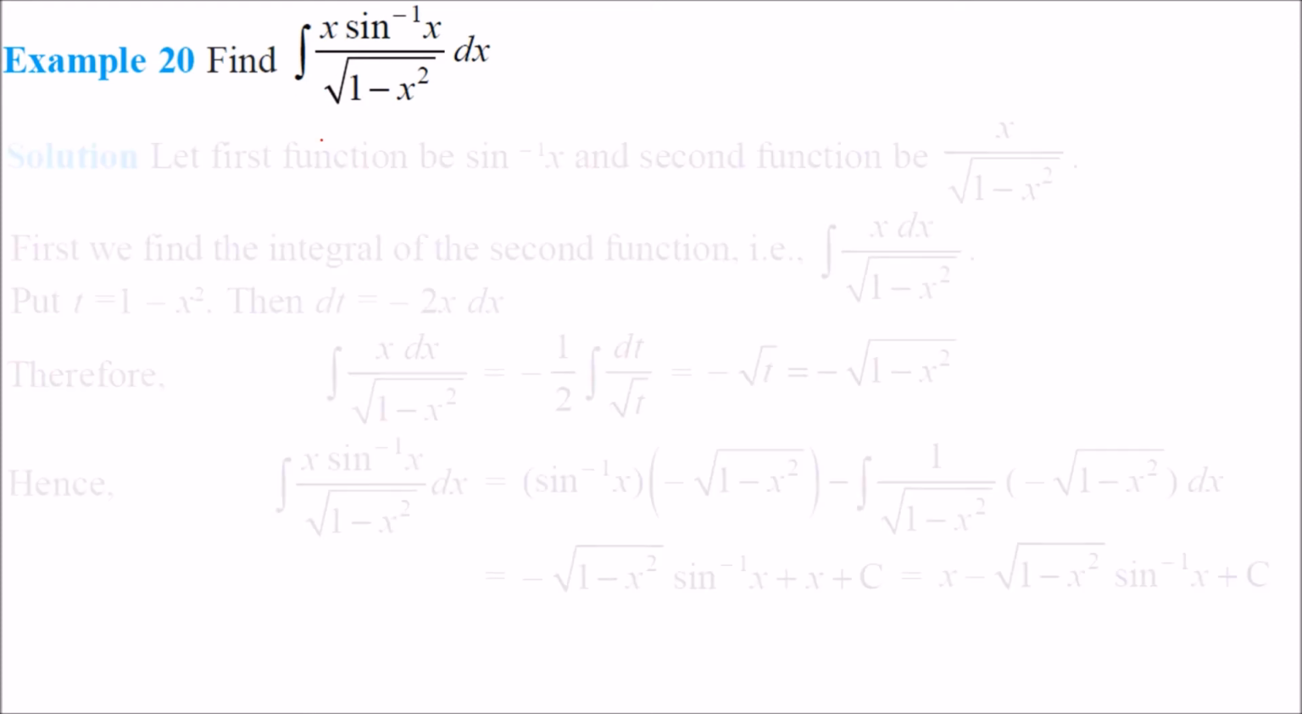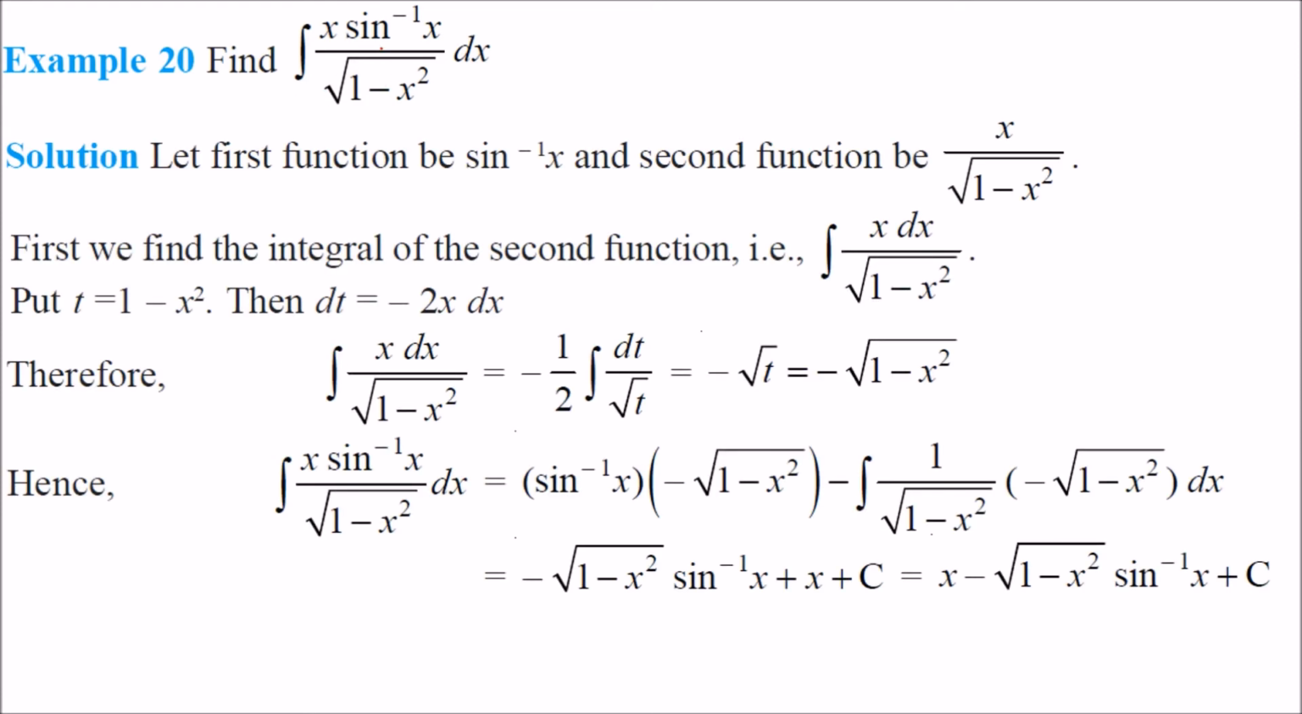You have to find this. So now you have a trigonometric function. So an inverse trigonometric function has to be taken as the first function always. So sin inverse x will be taken as the first function, and x by under root 1 minus x square will be taken as the second function. First we find the integral of the second function, because we have to use it directly there. So let us find out the integration of this, because we will be using it in the parts, we have to find it beforehand.